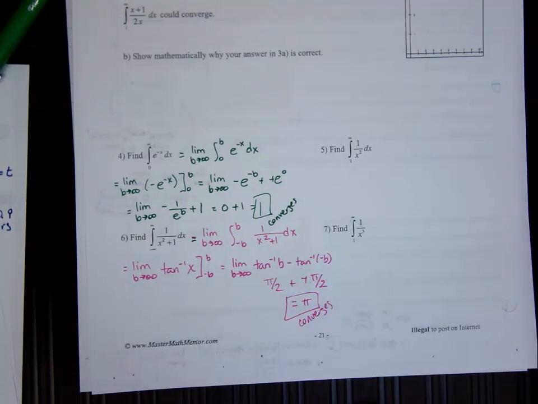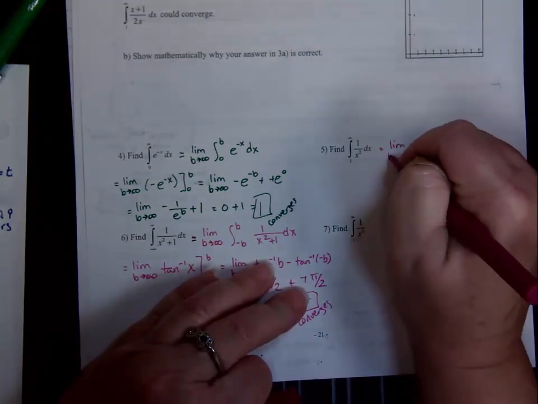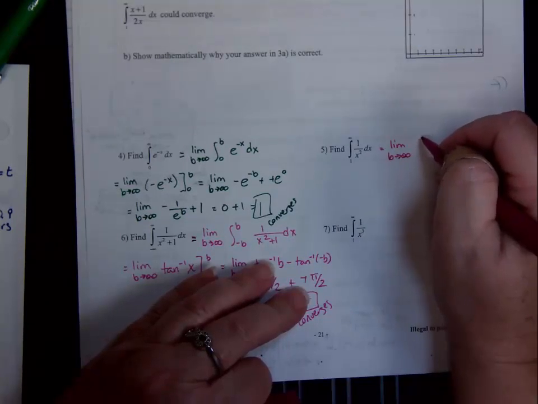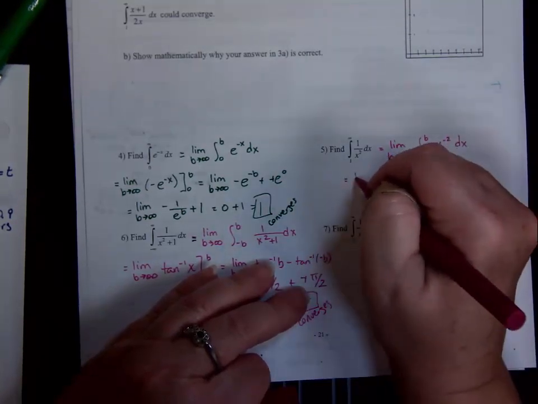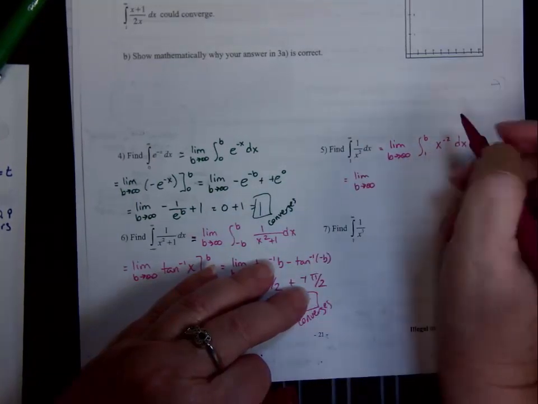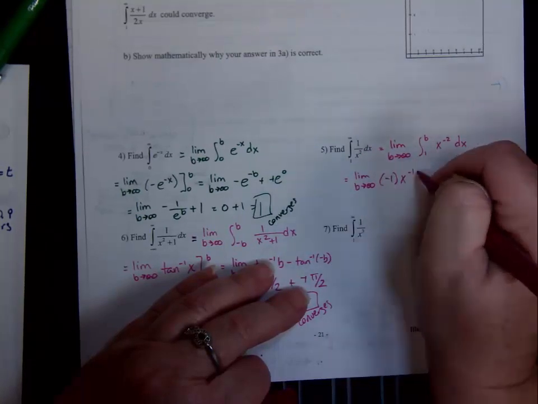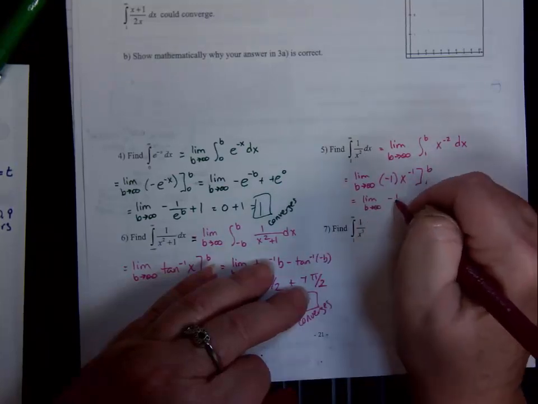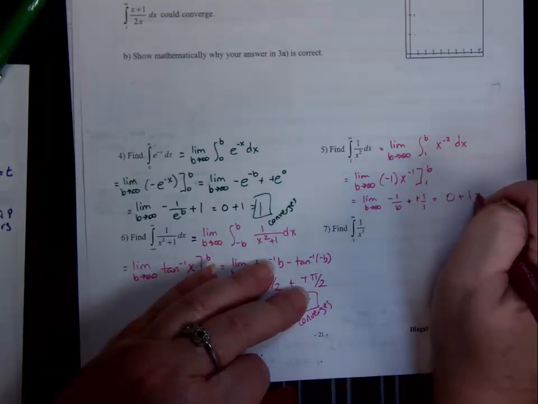Okay, right now, to wrap things up, I want you to do number 5. Look at number 5. Okay, limit as b approaches infinity of integral from 1 to b of x to the negative 2 dx. Limit b approaches infinity, parentheses x to the negative 1, 1 to b. Limit b approaches infinity, negative 1 over b minus negative 1 over 1, plus, plus. So that's going to be 0 plus 1, which is 1. And it does converge.